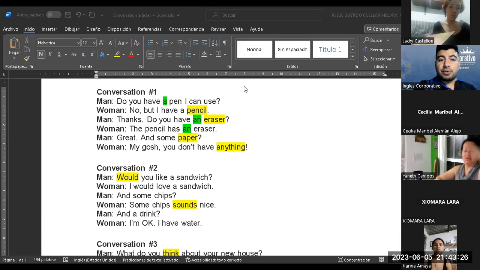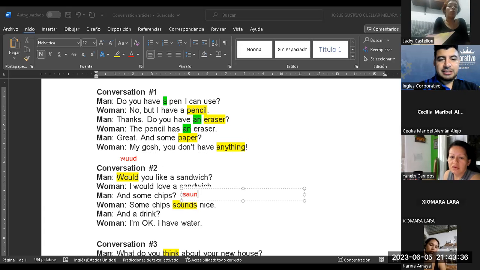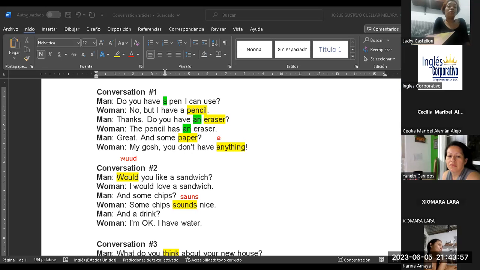Okay, so I'm going to write some of these words. Recordamos que la palabra esta se dice would. ¿Verdad? Would. Y esta es sounds. Sounds nice. Sounds nice. Aquí sería anything. En lugar de la A, va la E. Anything. Paper, eraser. Eraser. ¿Verdad? Esto sería principalmente. This is just the difficult words. Las palabras un poco complicadas.